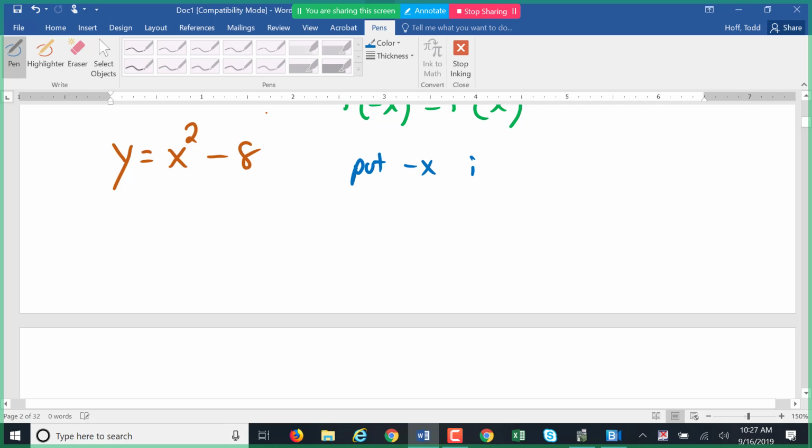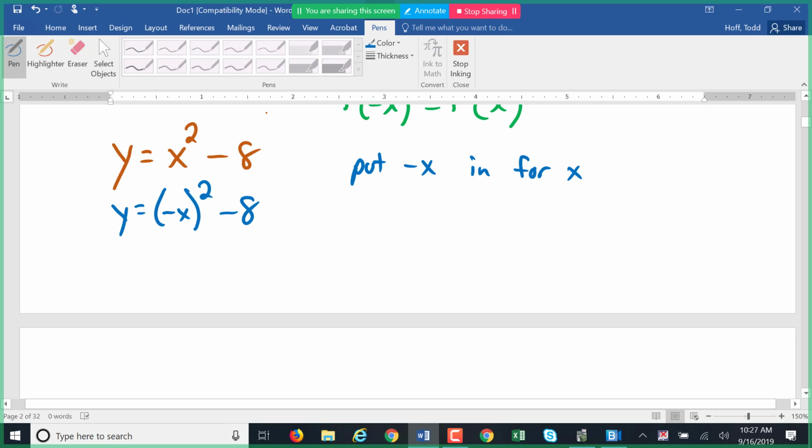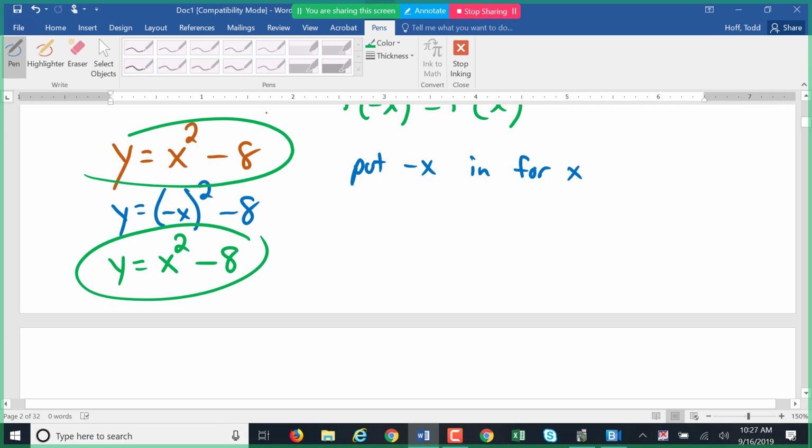negative x in for x. So instead of y equals x squared, y equals negative x squared minus 8. Well, negative x squared is just x squared minus 8. Those are equivalent equations. So yes, that is symmetrical with respect to the y-axis.